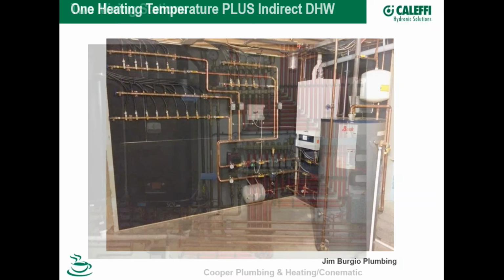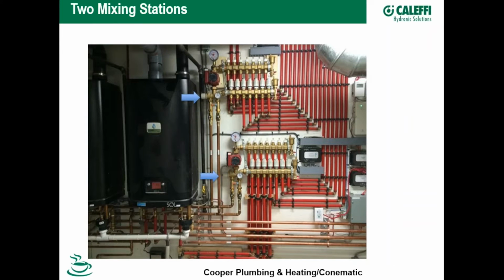If I go to multiple water temperatures, if I get beyond 2, typically I have to add in some sort of mixing devices. Here I have a couple of manifold stations with mixing valves built in. The mixing valves are indicated by the blue arrows, delivering 2 separate water temperatures to different parts of the building.